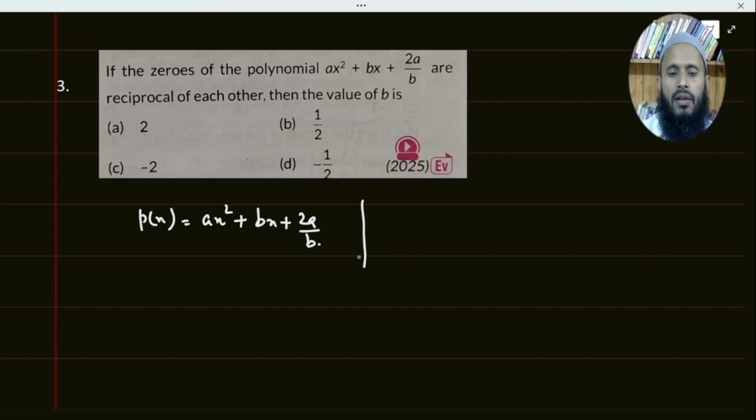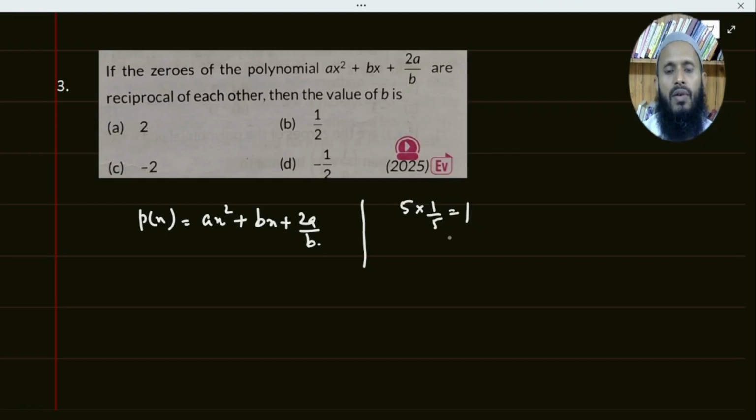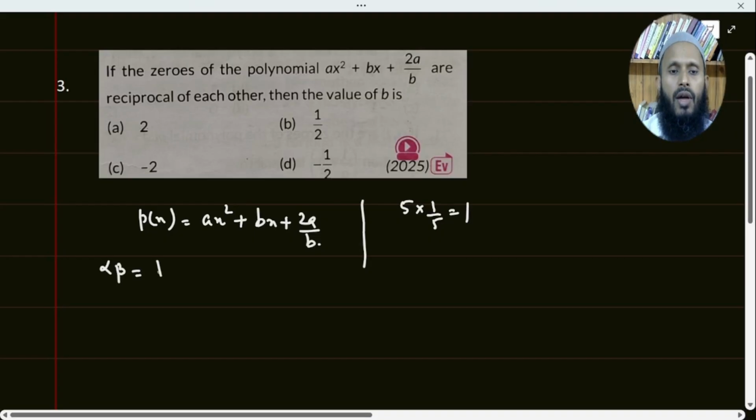Whenever they ask a question of this type, you have to understand that whenever one zero is the reciprocal of the other, when we multiply those two zeros, always the answer will be 1, isn't it? Whenever we multiply a number with its reciprocal, the answer will be 1. For example, 5 into 1 by 5 is 1. This logic we have to apply here. We know that alpha into beta will be equal to 1, as according to them.